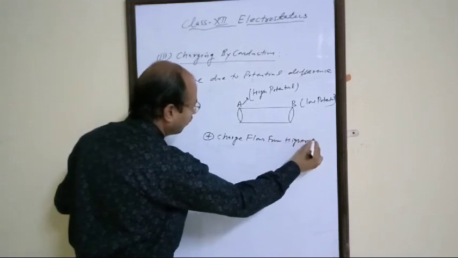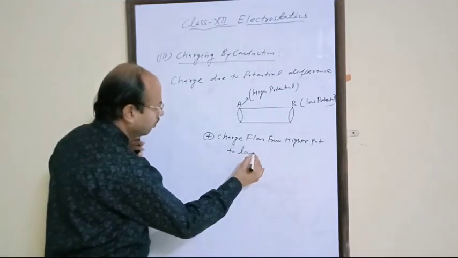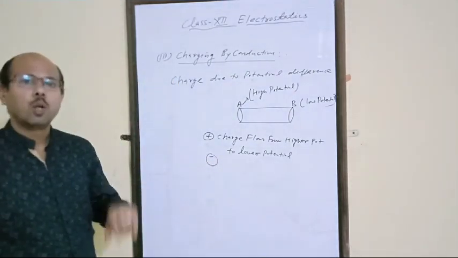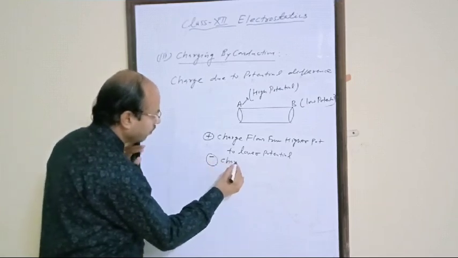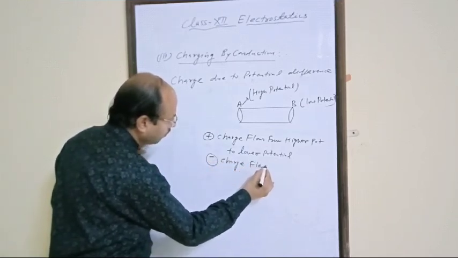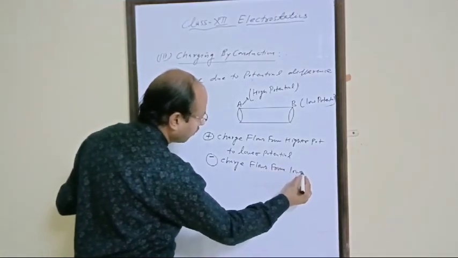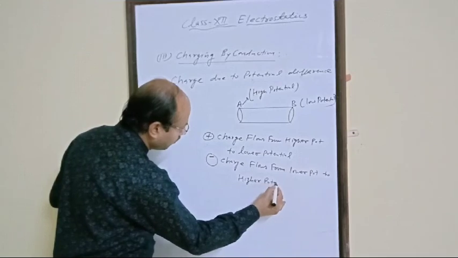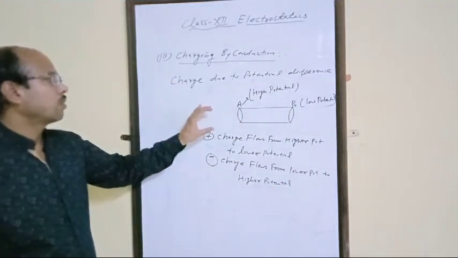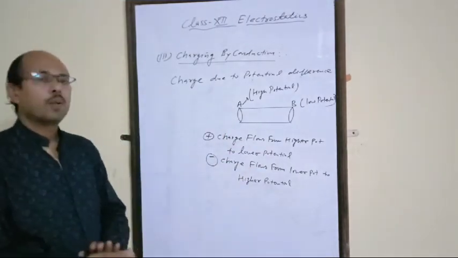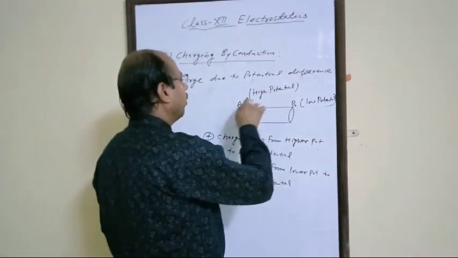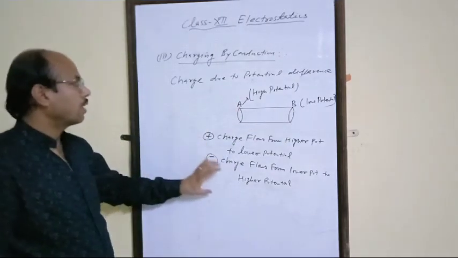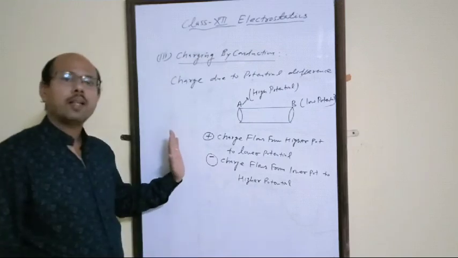Positive charge flows from higher potential to lower potential, and negative charge flows from lower potential to higher potential. And the charge flow continues till their potential difference becomes 0. Or we can say the potential of A and potential of B become equal. Whenever A and B are equal, then charge flow stops. This phenomenon is known as charging by conduction.